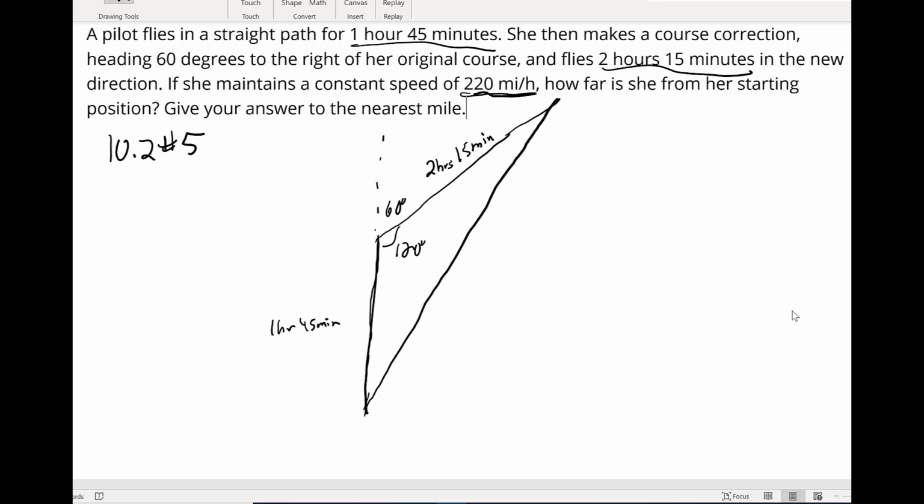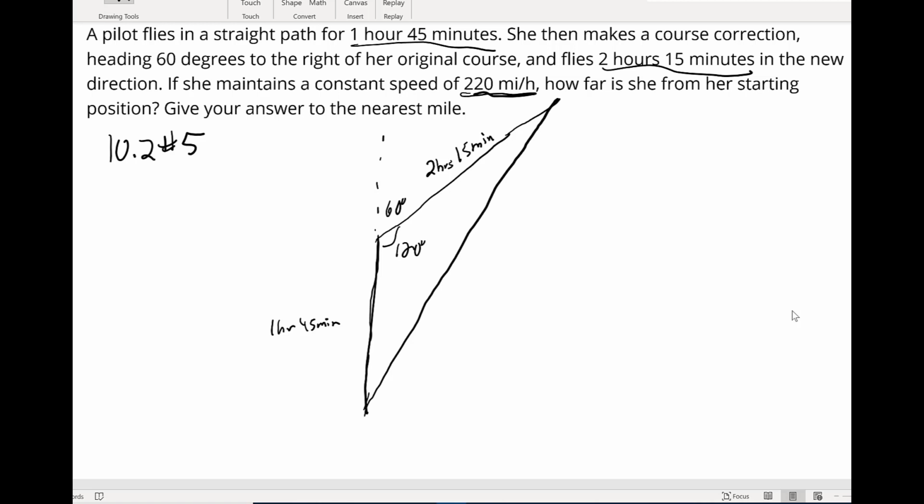When I first read this, I was thinking vectors, but no, they want law of cosines. Law of cosines works because you're going to have a side here, a side here, and the angle between. So to get this side, though, we want the distance, not just the time.